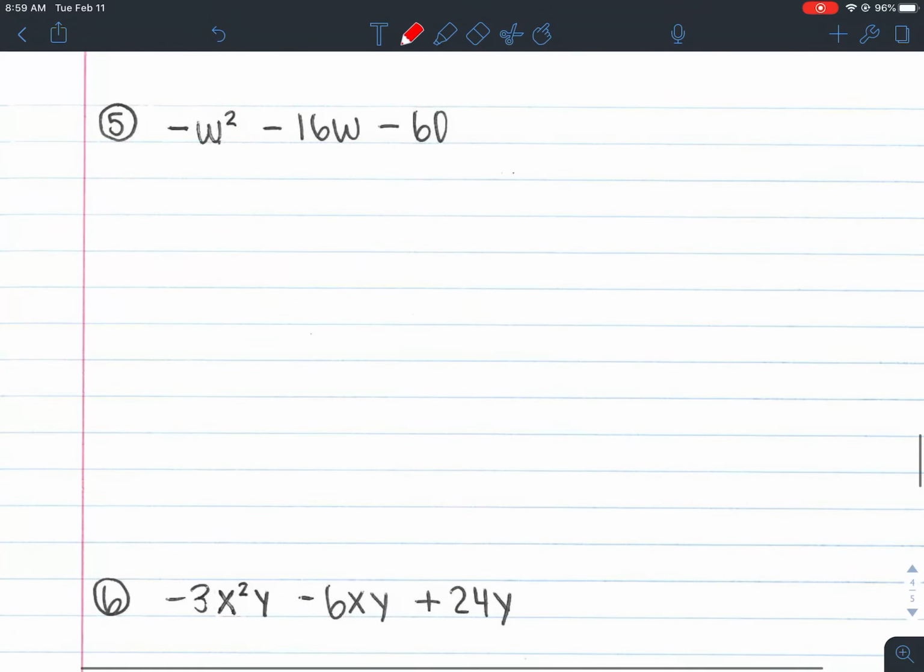If you need to take a short break, I would recommend taking a short break. Now, number 5, check that it's in standard form, and it is. The next thing I want you to look at is, do I have a GCF? So I'm going to give you a couple of seconds to think about that.